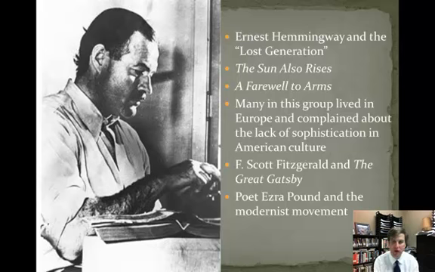As far as literature, you had what was called the Lost Generation. These people were born in the late 19th century. And so Ernest Hemingway was the most famous. He wrote The Sun Also Rises, A Farewell to Arms, among many others. A lot of these people were expatriates, though. They spent a lot of time outside of the United States. They didn't think the United States had a sophisticated enough culture.